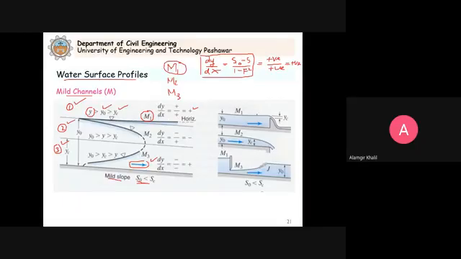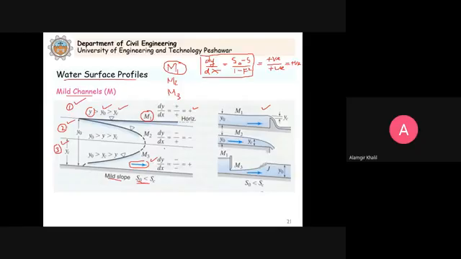And these are the typical examples which are given in your textbook where this profile can be encountered. This is not the only example. There can be other examples where we can find M1 profile, but this is just for understanding purposes. One example is given with all the 12 profiles that are possible.